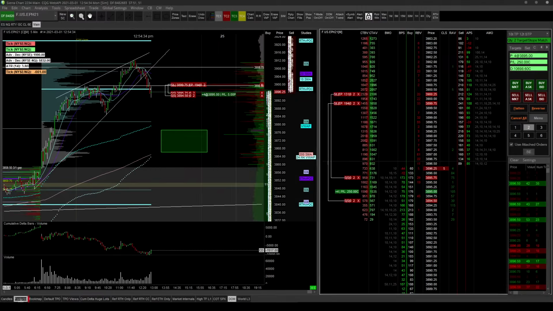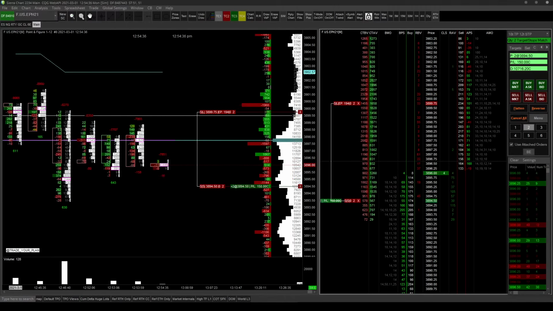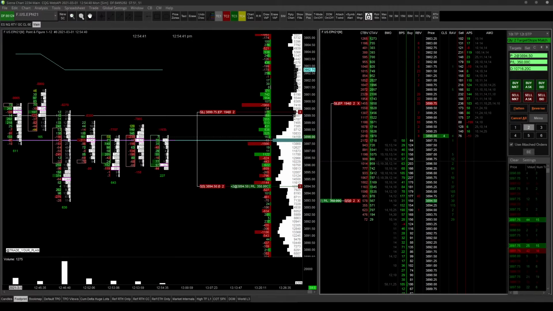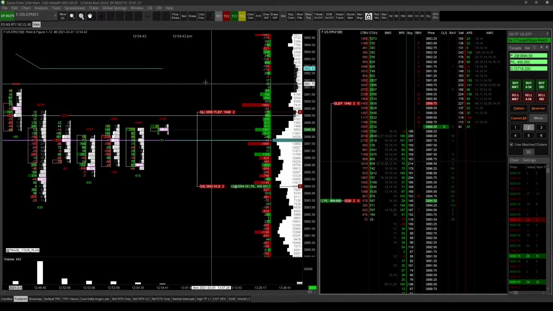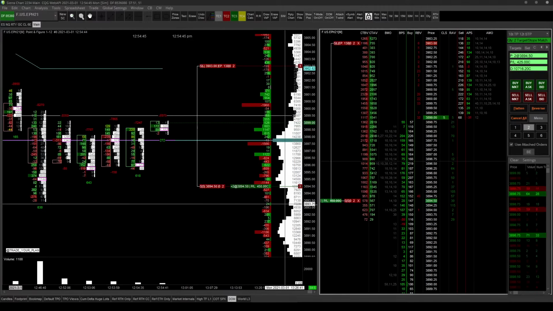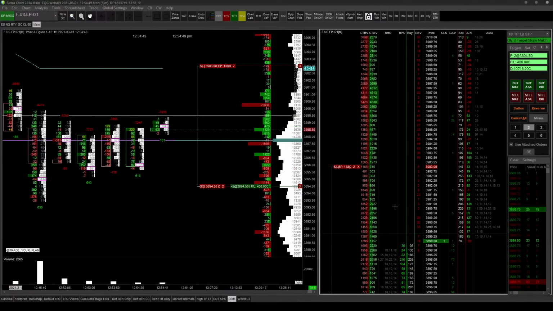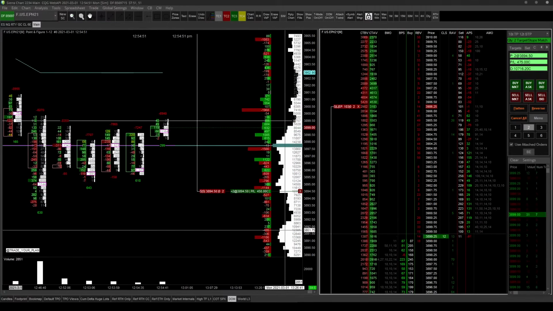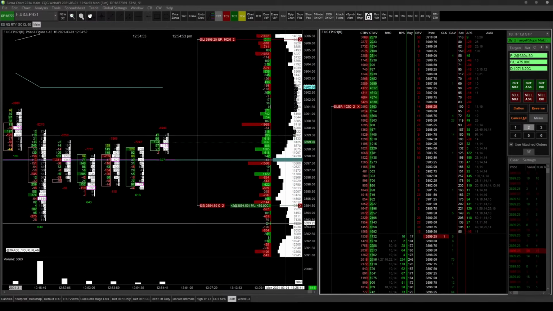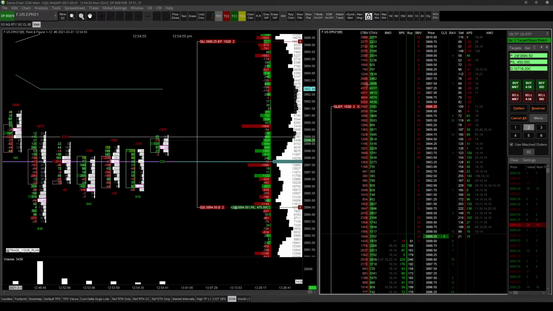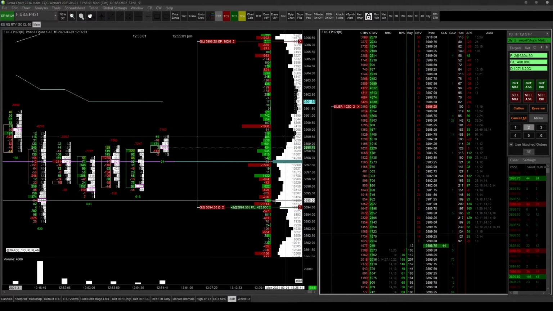Kind of a do or die here. 2 contracts left. There it goes. Can't catch me. And now you can see on the current trade bid ask volume here that this is going to be likely resistance at 0625.